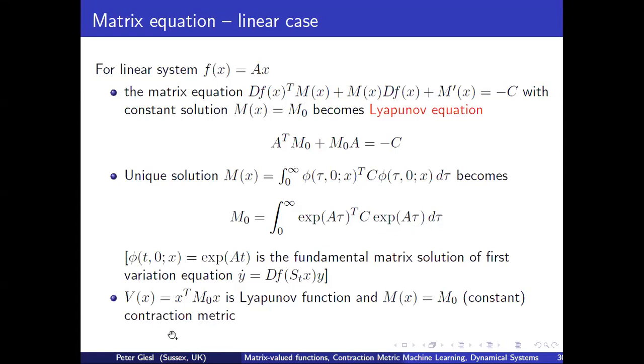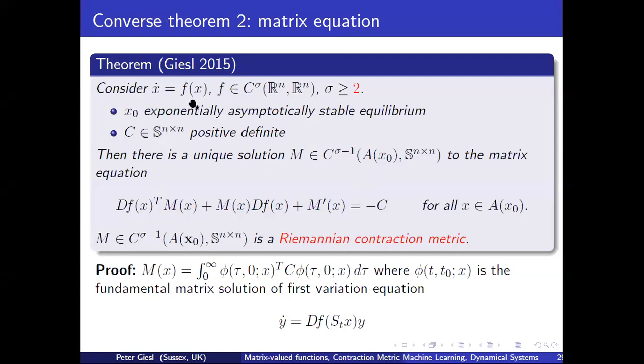Why is it called the Lyapunov equation? Well, this m naught, the solution, if you use it as a quadratic form, x transpose m naught x, is the standard quadratic form Lyapunov function for this linear system. And for our application, the contraction metric, m of x being a constant matrix-valued function, m naught is a contraction metric in that sense. So that's the illustration of this theorem in the simplest case where f is linear. Obviously, in general it's non-linear, and then you have this more general setting.